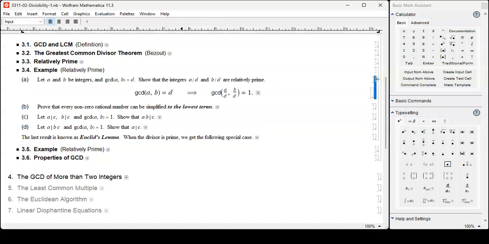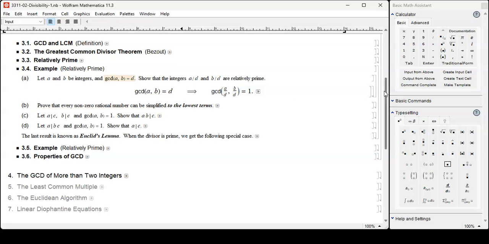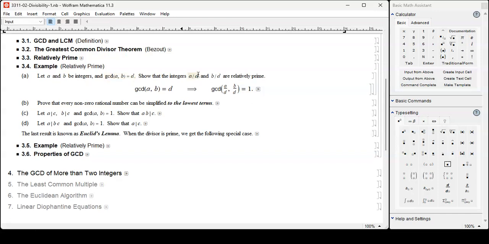If a and b are integers and the GCD is d, then we can create a pair of integers that are relatively prime by dividing a by d and b by d. Remember, d is a common divisor, so a over d and b over d are both integers. We ended up with a pair of integers that are relatively prime. And the proof, we went through that already, so let's just review that.